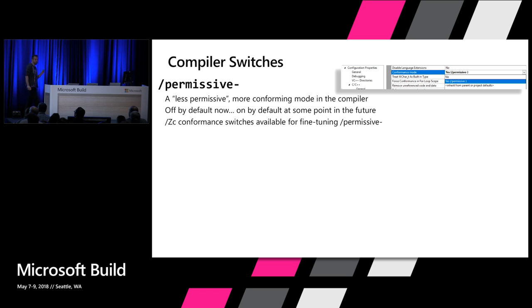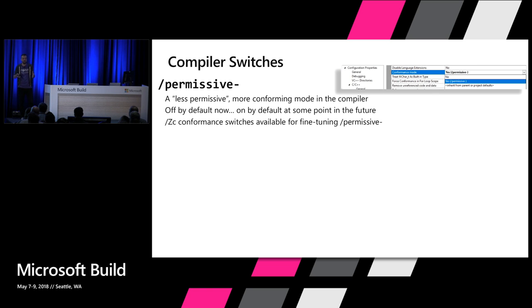So really quickly, permissive minus is a less permissive mode. Behind it, it enables some of the functionality that could be really breaking for code bases that have been written in the past with our more relaxed implementation of our compiler. So for example, two-phase name lookup will be behind the switch.